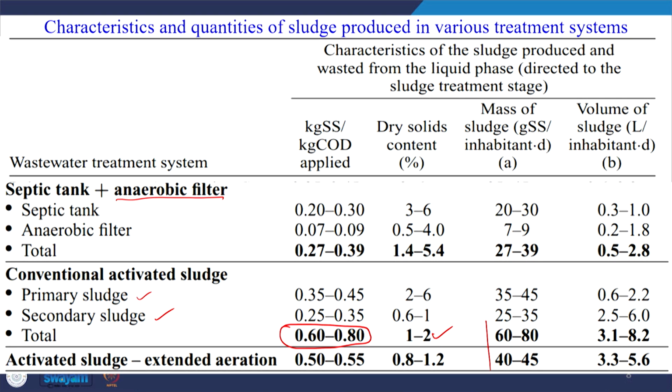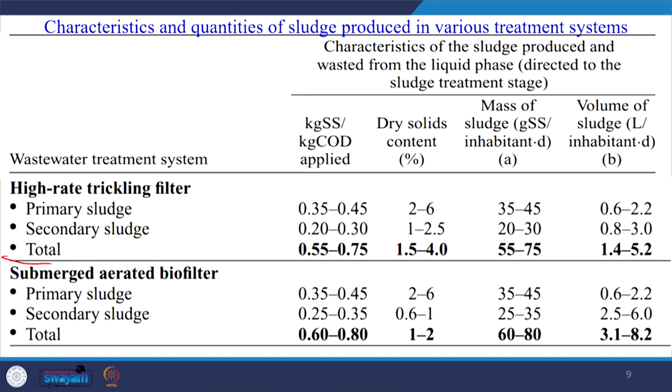So, we have conventional activated sludge, then activated sludge which is having extended aeration. We can see a little bit of drop happens with respect to kg SS per kg COD because we have extended aeration. So, these data help in determining the amount of solid content which is produced per kg. Similarly, for high rate trickling filter, then submerged aerated biofilter, we have primary sludge, secondary sludge.